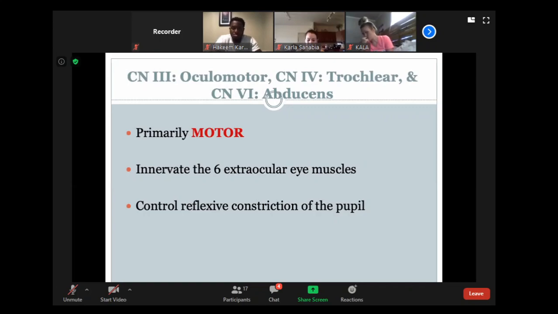So the rest of these are going to be the motor aspect, what's going to actually move the eye. So oculomotor, trochlear, and abducens. It is important to note that the trochlear and the abducens only innervate one muscle each. The oculomotor is going to do the other 4. And the oculomotor is also going to be in charge of the reflexive constriction of the pupil.